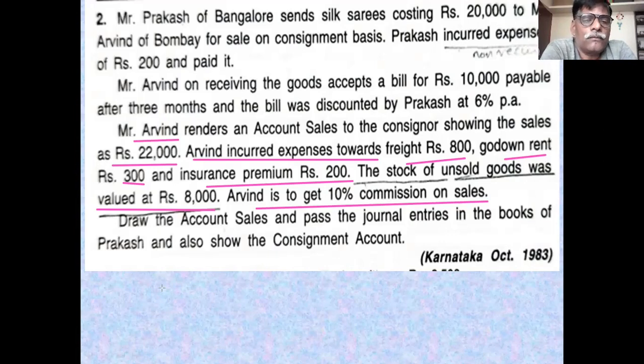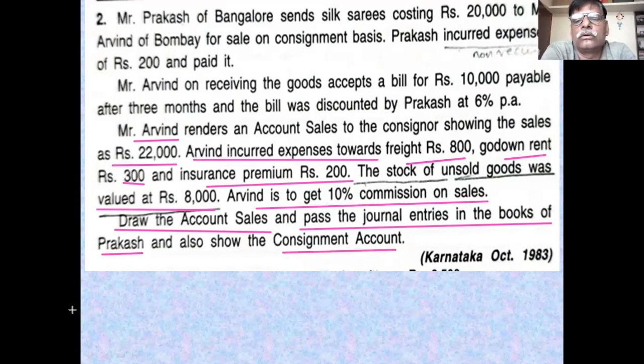The question is simple. What did they ask? First, they asked to draw the account sale. Second, they asked to pass the journal entries in the books of the consignor, that is Prakash. Prakash is the consignor. And show the consignment account. Three items they asked. So first I'll prepare the account sale. Secondly, I'll prepare the consignment account. On the basis of that consignment account, I'll tell you how to write the journal entry. Okay. So you see here.